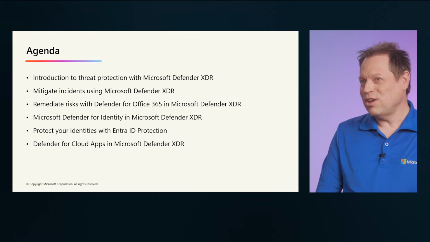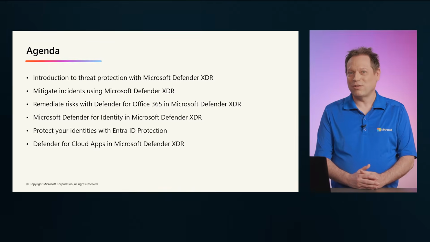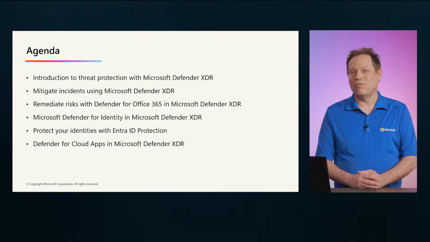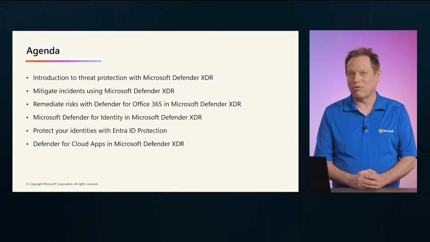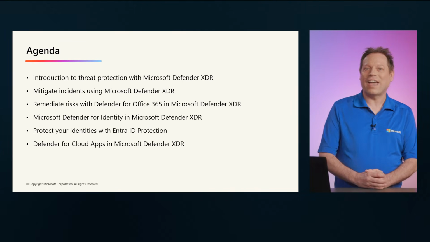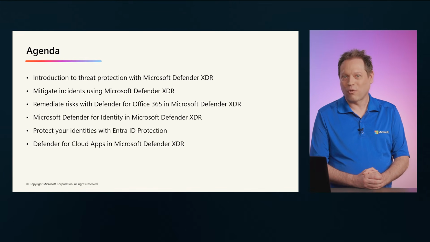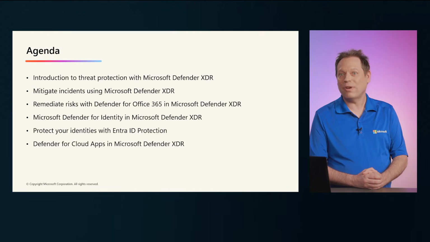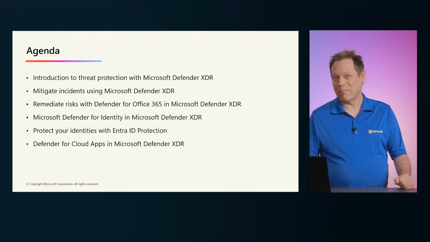To keep things clear, here's the roadmap for what we'll cover. We'll start with an introduction to threat protection with Microsoft Defender XDR. Then we'll move into how to investigate incidents using Microsoft Defender XDR, covering the core investigation and response workflow. From there, we'll take a look at how to remediate risk with Defender for Office 365 inside the Defender XDR experience. Then shift to identity-focused protection with Microsoft Defender for Identity and Microsoft Entra ID Protection. Finally, we'll wrap things up with Defender for Cloud Apps and how it helps you see and connect your cloud app risks.